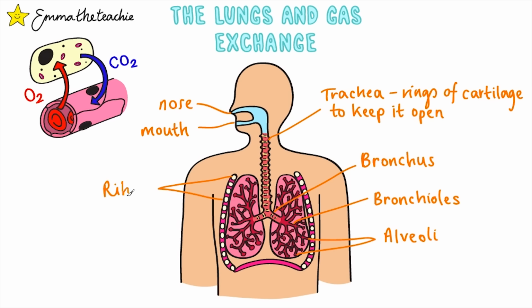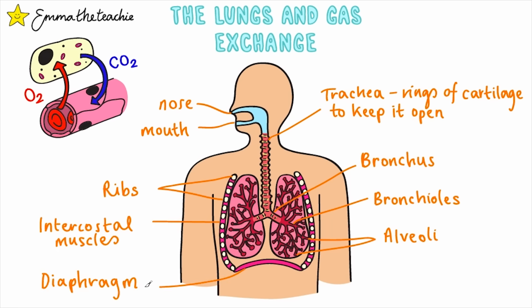Over here, we've got the ribs. They make up the rib cage, which protects the lungs. And between them are intercostal muscles. These help move the rib cage. And finally, down here, we've got the diaphragm. This muscular tissue also helps with breathing.